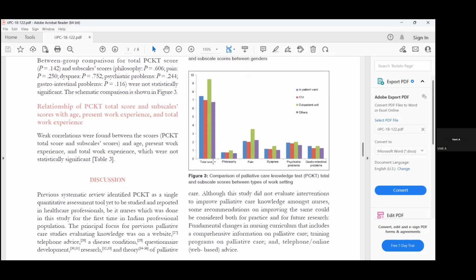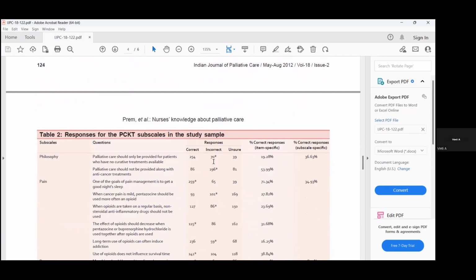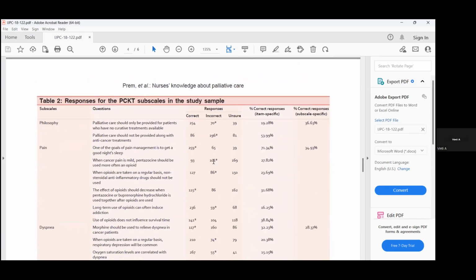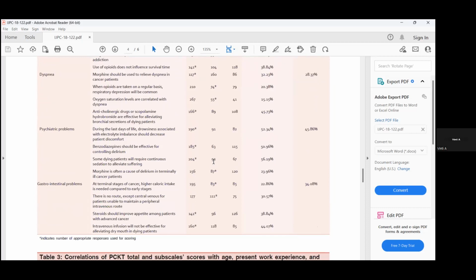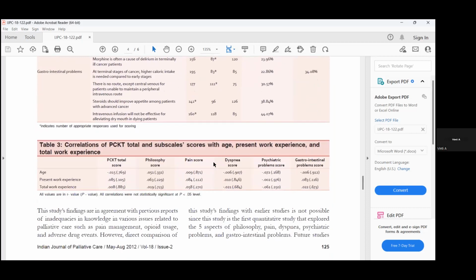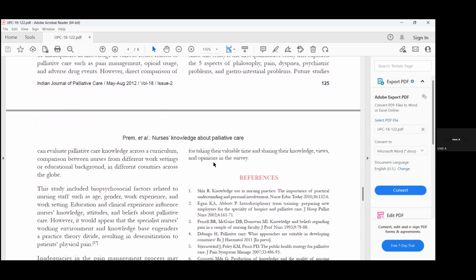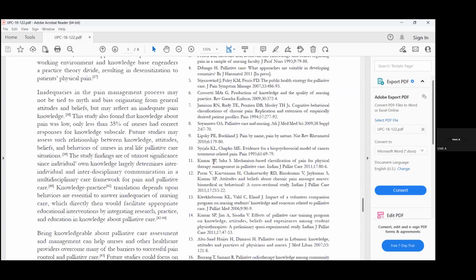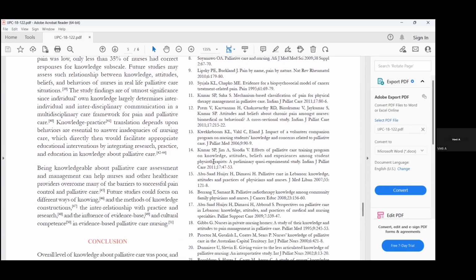So this is just a demonstration of how you are going to use descriptive statistics. I've sent the paper, and I'd request Shripriya to send the paper to you. They've also done some correlation of the total scores with age, present work experience, and total work experience. So this is one paper which was relatively simple, used descriptive statistics, and is fairly relatable in other respects.